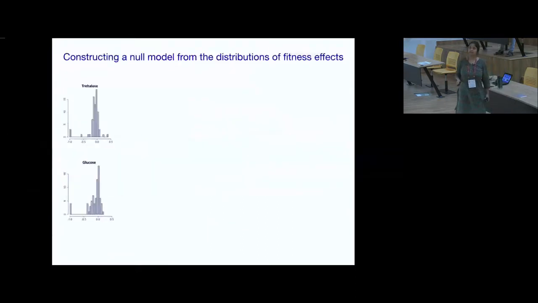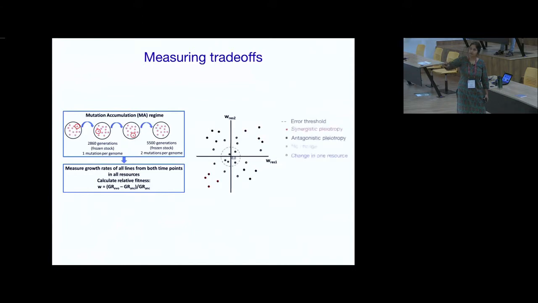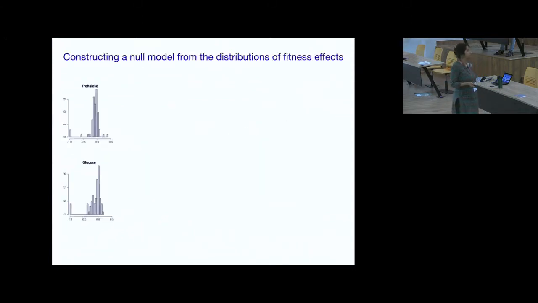So basically we do this whole thing for each pairwise combination of resources, and then we get distributions of fitness effects, right? Here is fitness on the x-axis, and here's the frequency of the total set of mutants that we have. How many, for example, have improved fitness in trehalose, one of the sugars we tested? There's just this tiny fraction here. Most of the mutations are neutral or nearly so, and there's a whole bunch of deleterious mutations here, right? And similarly for glucose and so on and so forth.